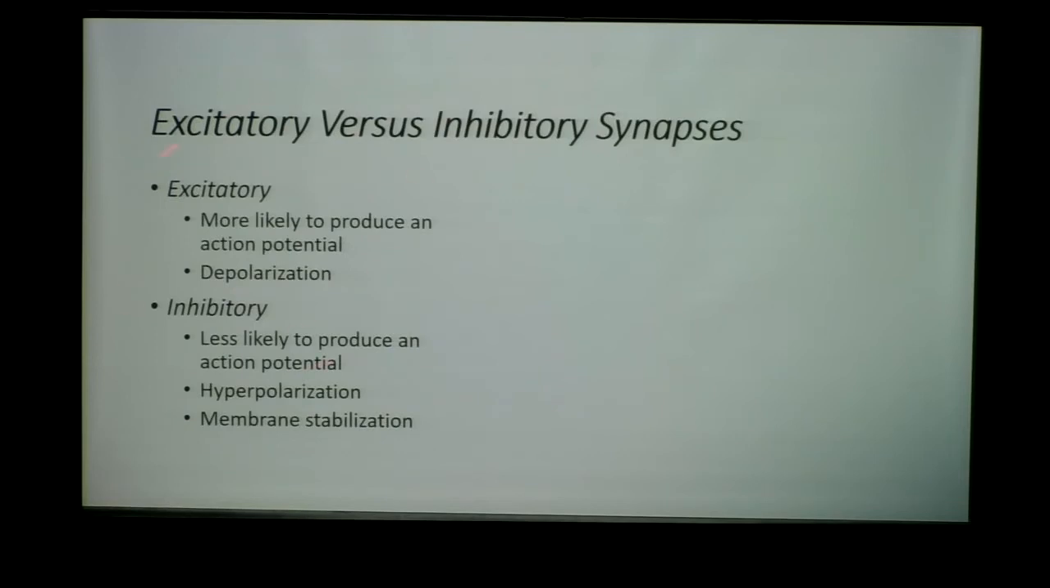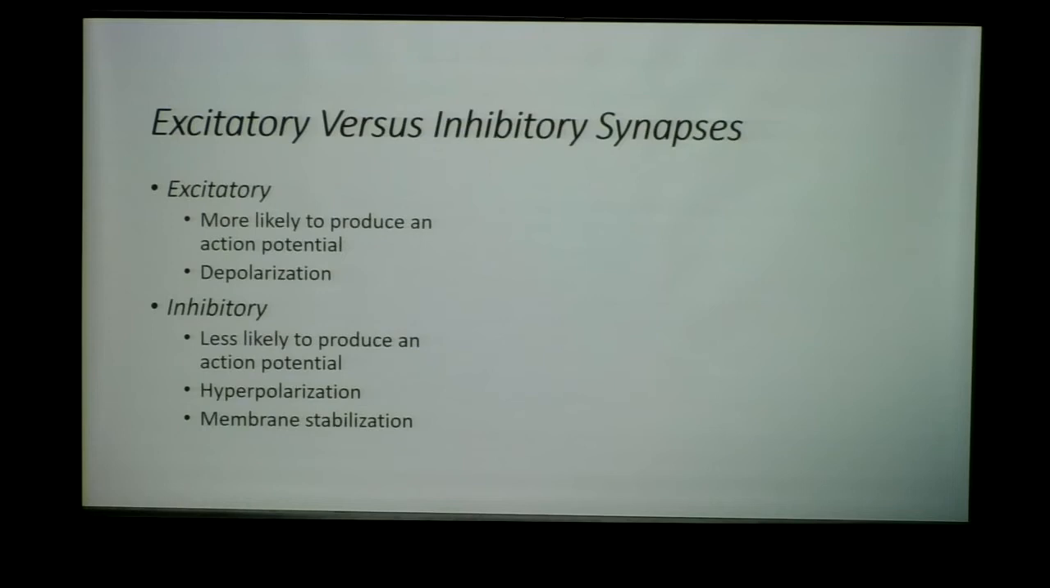So an excitatory postsynaptic potential will definitely or more likely produce an action potential. And this is because it is depolarizing the membrane, right? Whereas an inhibitory postsynaptic potential will not be leading us to an action potential. It's moving further away from that threshold. And so it's going to hyperpolarize the membrane, one, but also it has this ability to stabilize the membrane potential, right? And I sort of pointed that out, specifically chloride.